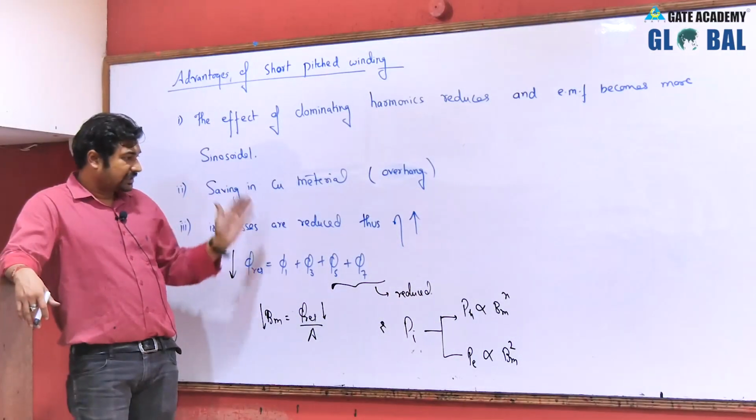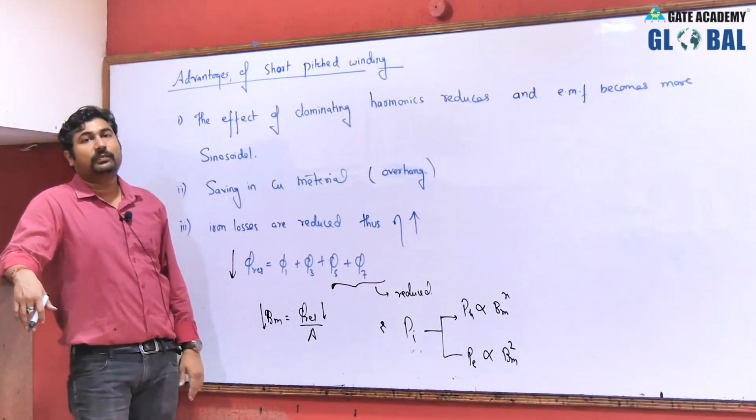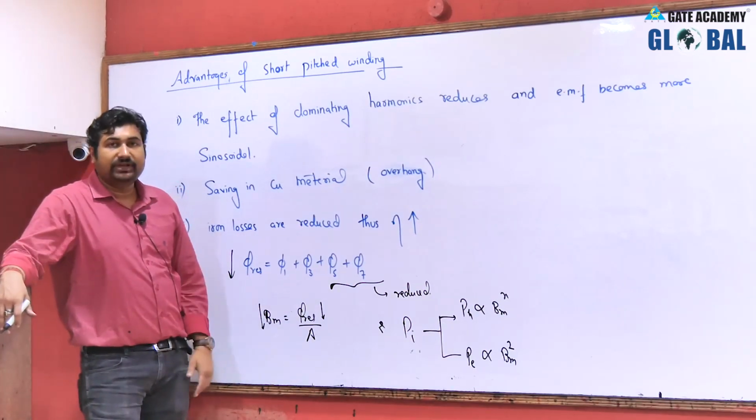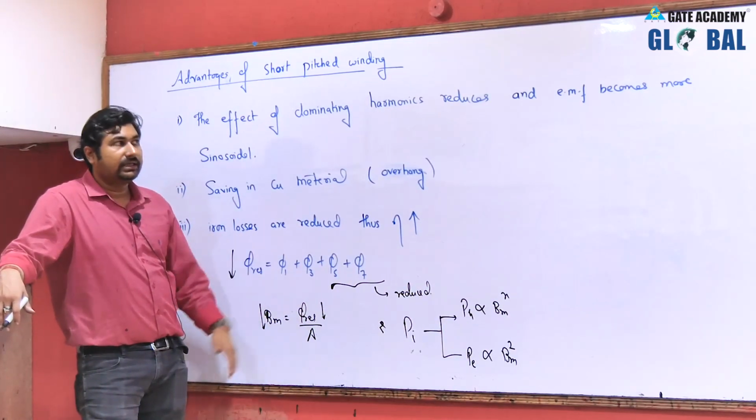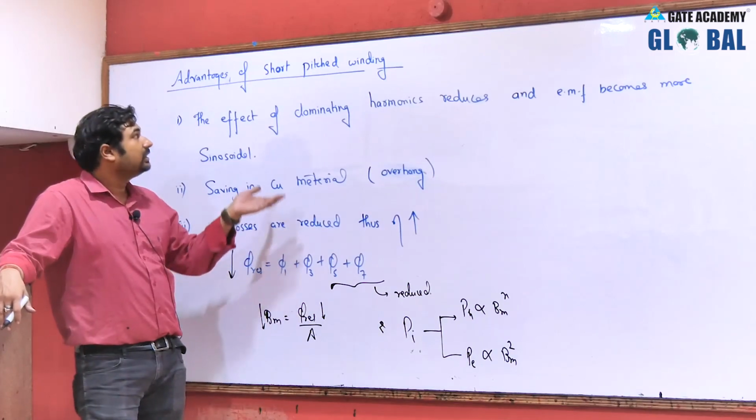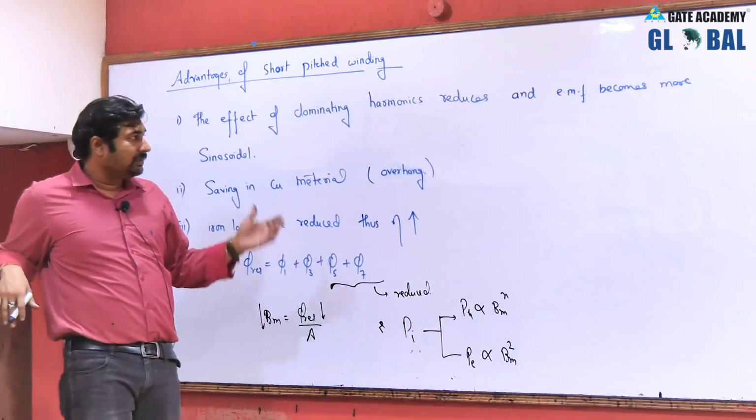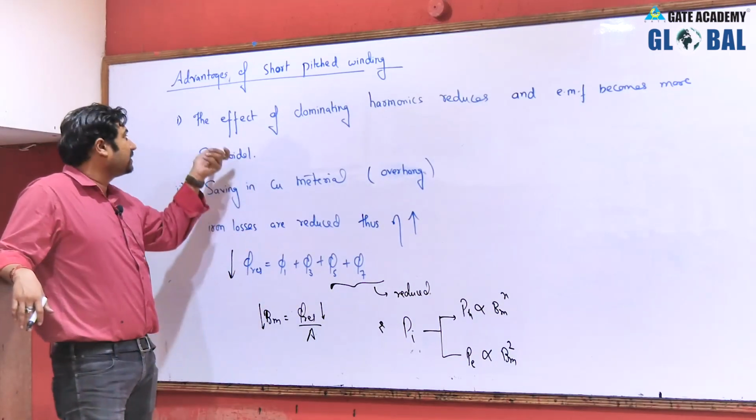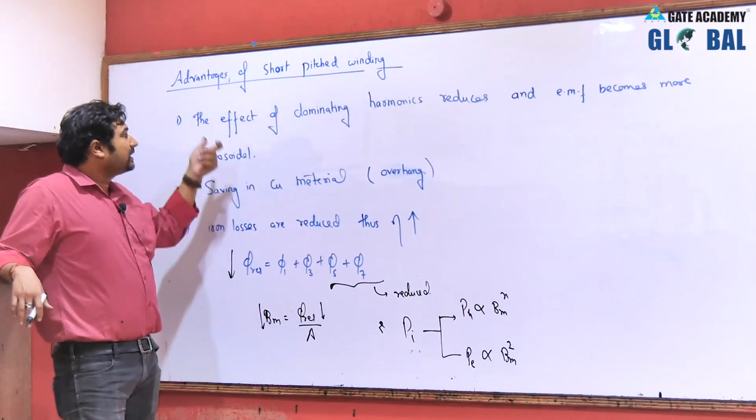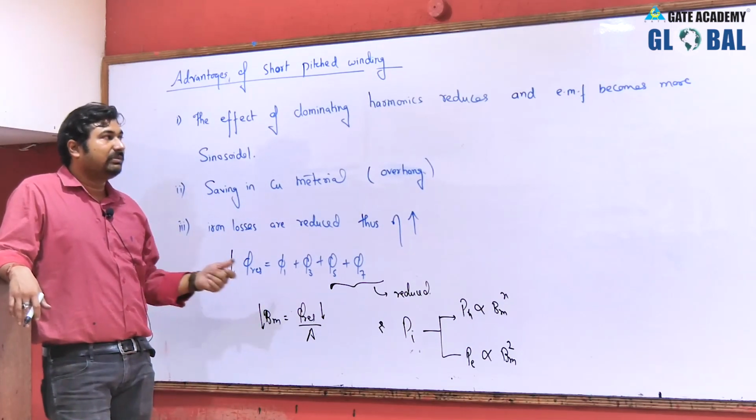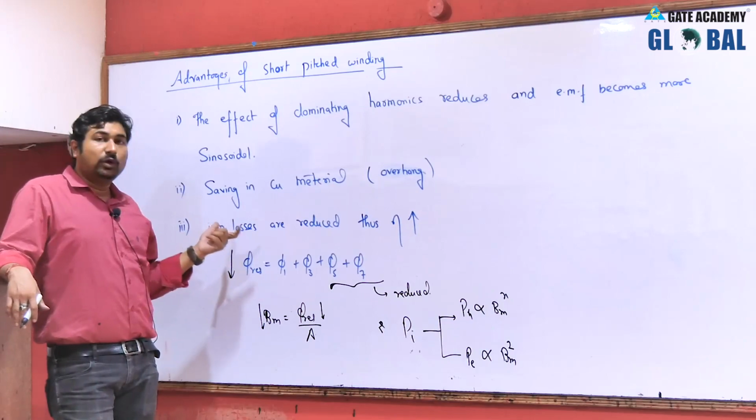So, I have shown some advantages of short pitched winding and distributed winding. If you are writing ESE conventional papers and you need to write in theoretical terms the advantages of short pitching and advantages of cording, then you may take these as points. Now, please observe what happened with the short pitching. The dominating harmonics, especially the 5th and the 7th, will be reduced and the EMF will become more sinusoidal.